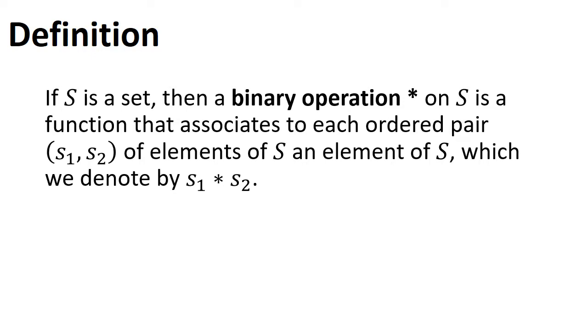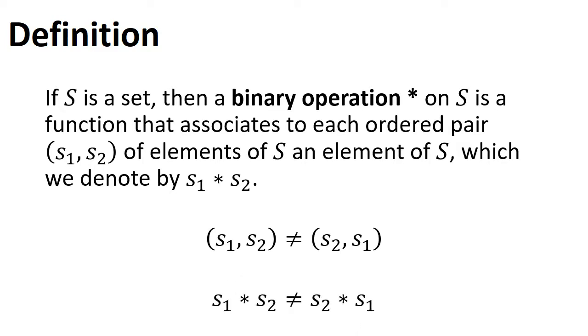Notice yung pagkakasabi niyang ordered pair. Ibig sabihin, may order tayo. Which means that it is not necessary that S1, S2 is equal to S2, S1. And of course, it is also not necessary that S1 star S2 be equal to S2 star S1 because it is an ordered pair. It may or may not be equal depending upon the property of the binary operation.